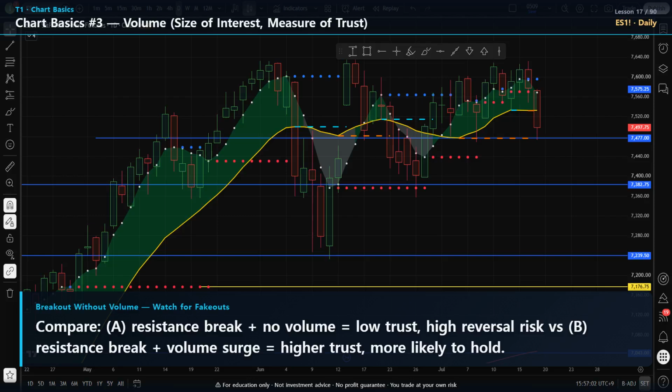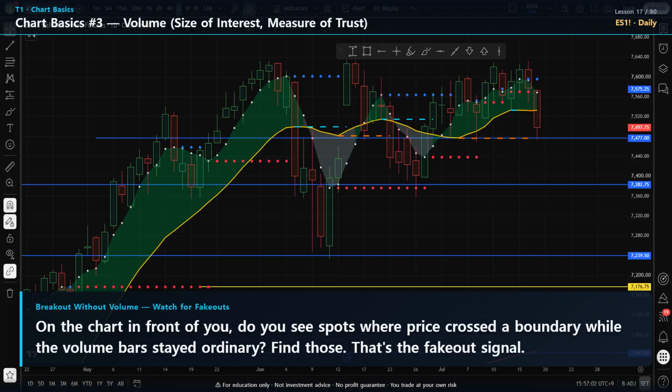Compare: A. Resistance break plus no volume equals low trust, high reversal risk, versus B. Resistance break plus volume surge equals higher trust, more likely to hold. On the chart in front of you, do you see spots where price crossed a boundary while the volume bar stayed ordinary? Find those. That's the fakeout signal.